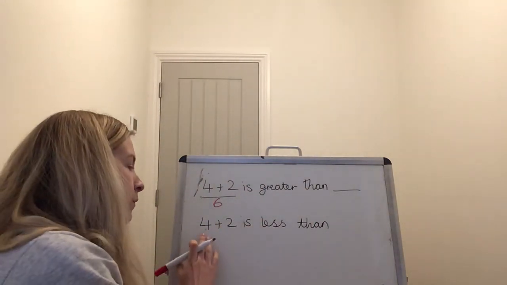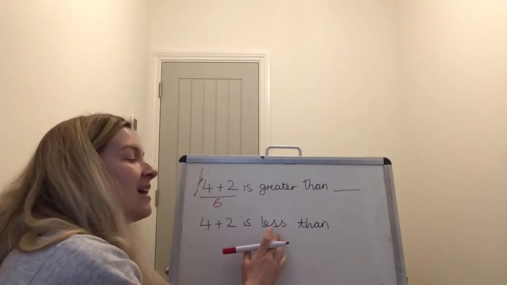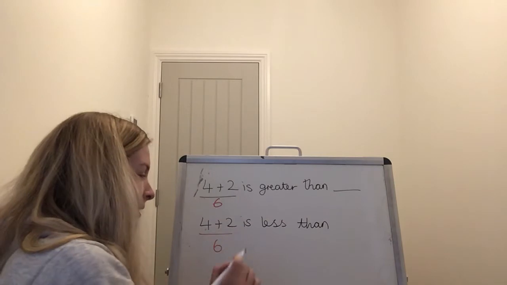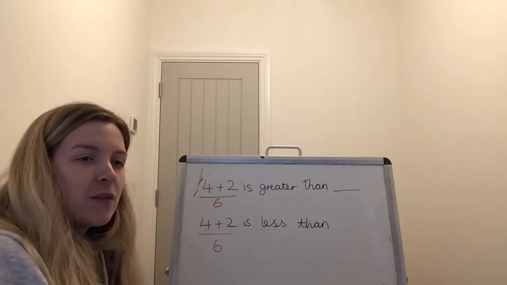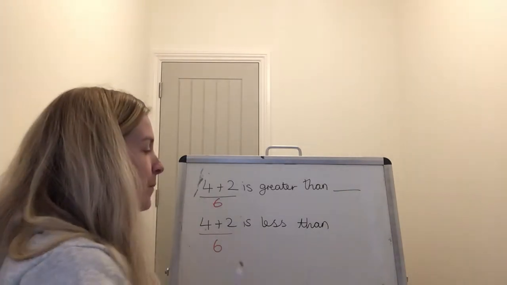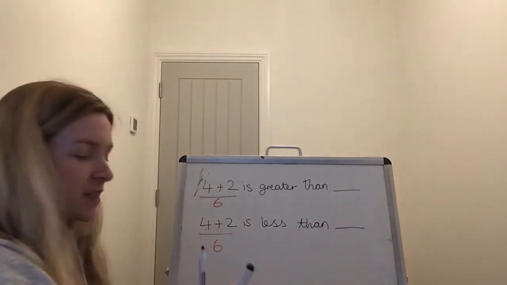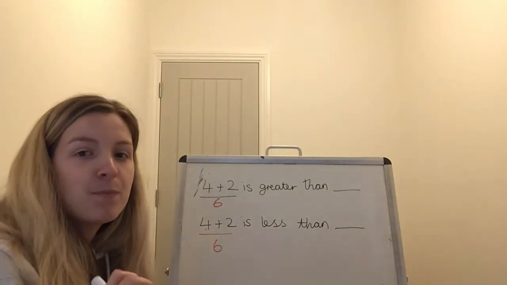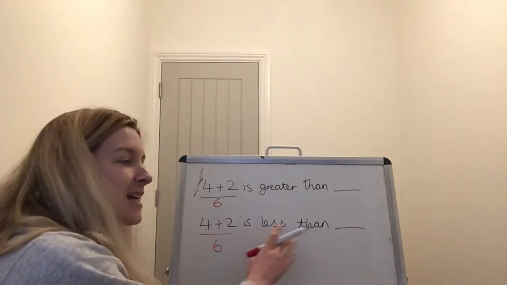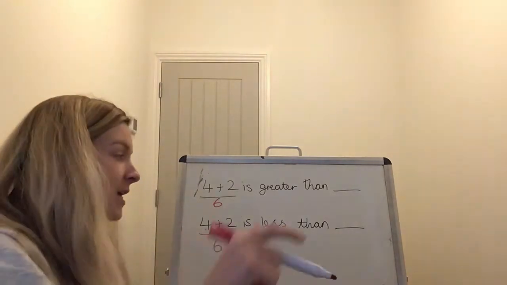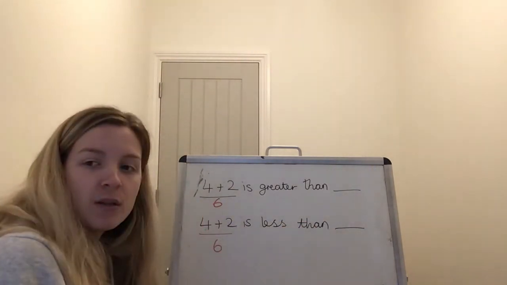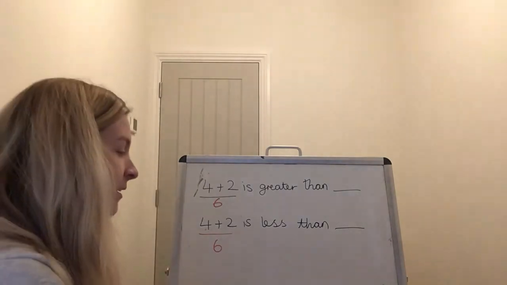This time it says 4 plus 2 is less than. So we already know that 4 plus 2 is 6. If it is less than something, this number at the end here has got to be bigger. Bigger than 6. Give me a number that is bigger than 6. 6 is less than 100, less than 10, less than 15, less than 20. Any of those numbers can go here, okay?